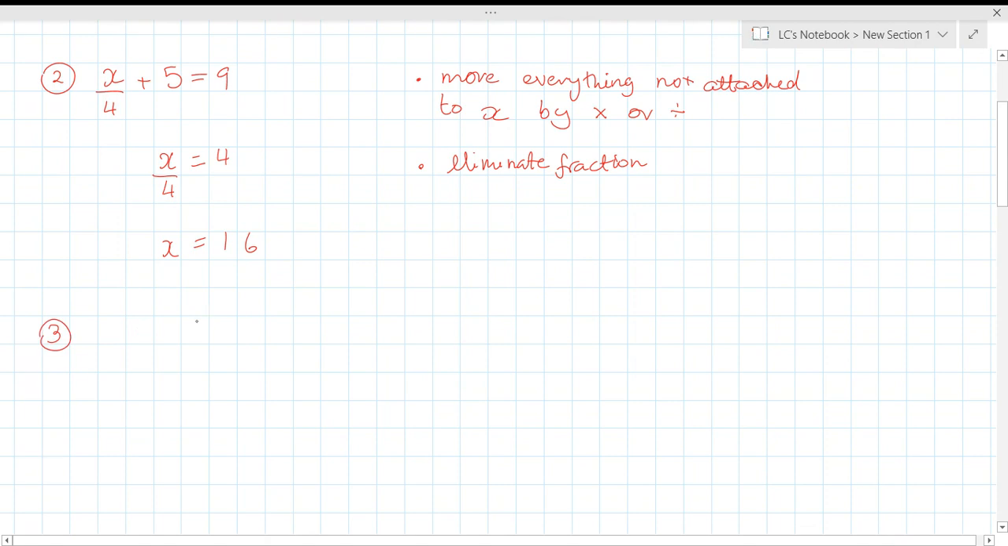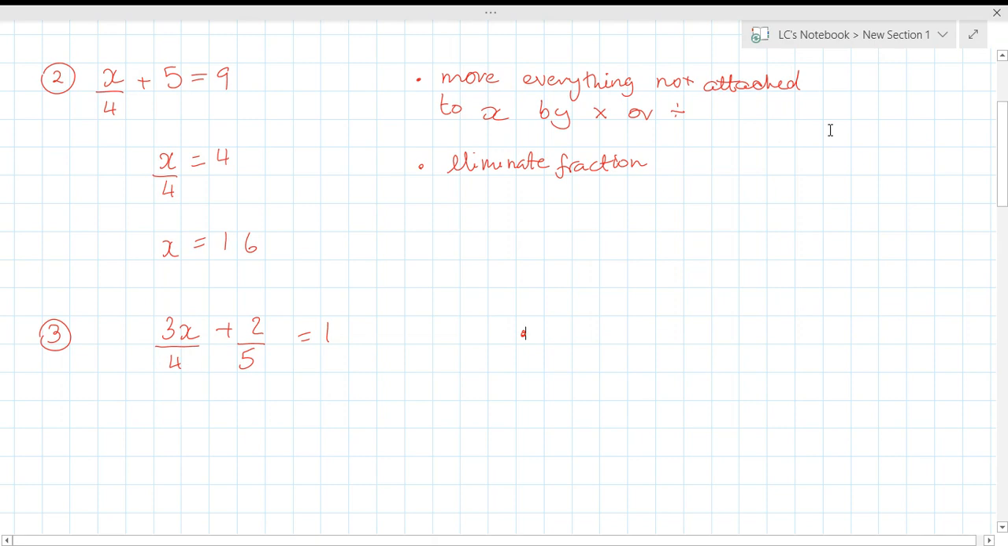Example 3. We have 3x plus 2, and that's over 4, all over 5, and that's equal to 1. First thing we need to do is move everything that's not attached to x by times or divide.